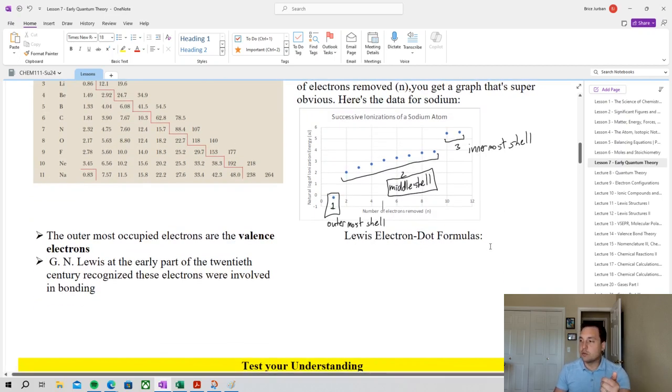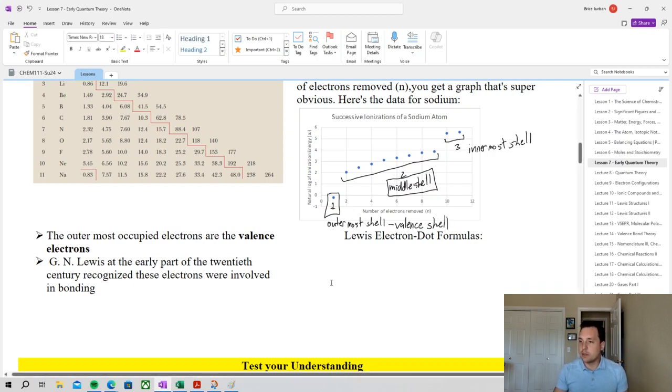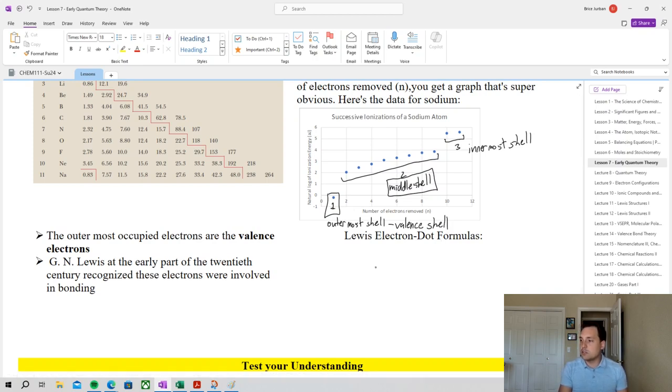To start off, though, we'll talk about Lewis electron dot formulas, which is a convenient way to represent these electrons that are in the outermost shell, which we refer to as the valence electrons. These are the electrons that are the easiest ones to remove from an atom. G.N. Lewis was a chemist that helped us recognize this pattern, and we call these Lewis formulas or Lewis structures in his honor. For a specific atom, when we have a Lewis structure, we call it an electron dot formula.